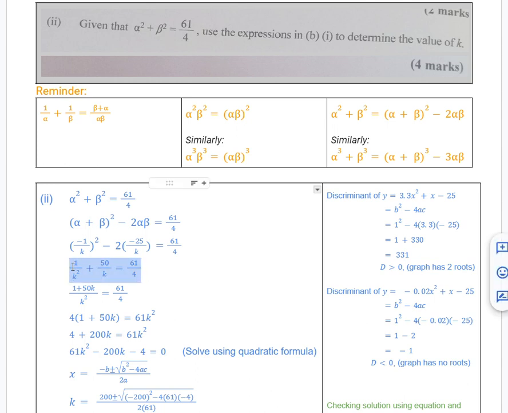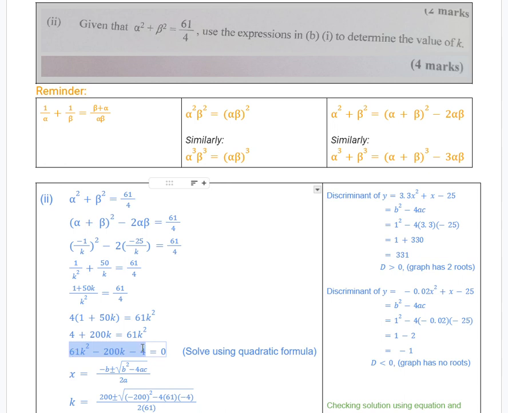And I'll combine these two terms on the left into a single fraction. I'm going to make that 1 plus 50k over k squared, and then I'll cross multiply from here. Numerator of one side by denominator of the other side gives us this. I'm going to expand this. That gives us 4 by 1 is 4, 4 by 50k is 200k. I'll move this over to the right side, the side with the 61k squared, and make them both negative. Right, so now it's in the form of a quadratic.